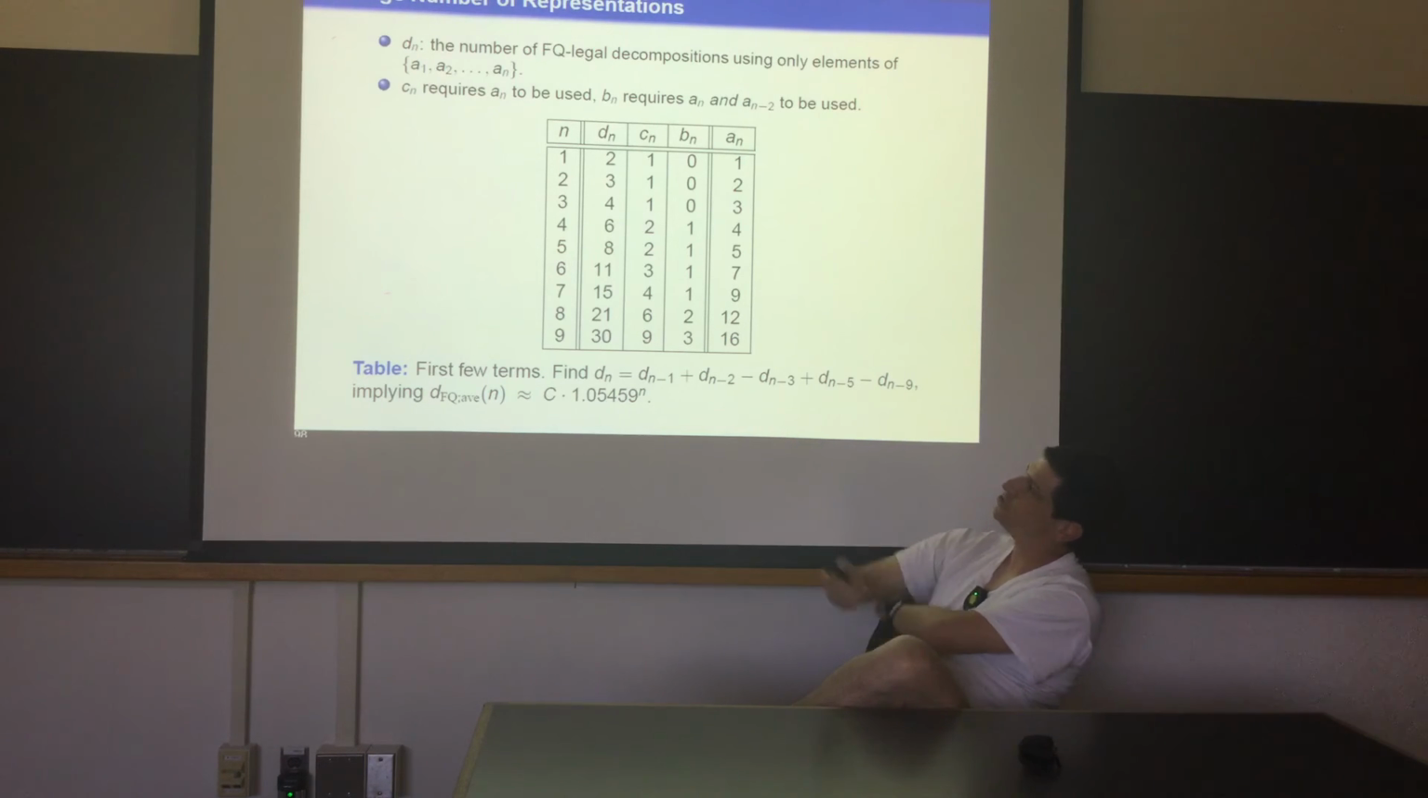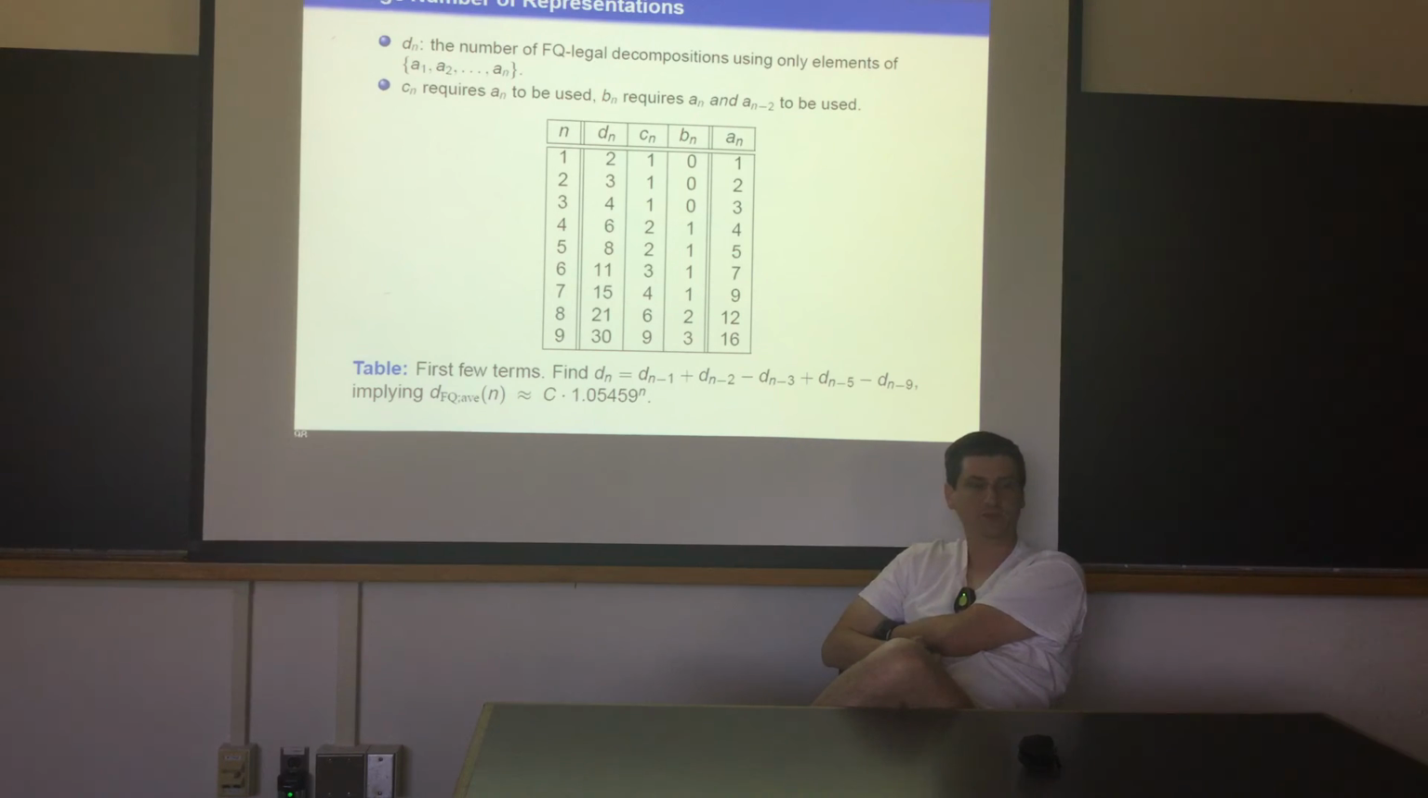And so if you want to look at the average number of representations, you can actually devise a recurrence relation. So d_n is the number of Fibonacci quilt legal decompositions using only elements up to a_n. And then c_n requires a_n to be used, b_n requires a_n and a_{n-2} to be used. And you just start playing these various games in terms of your decomposition, and you end up getting a nice recurrence relation for d. I mean, I consider that a nice recurrence relation. And you can solve, and you get that the number of decompositions on average is growing exponentially.